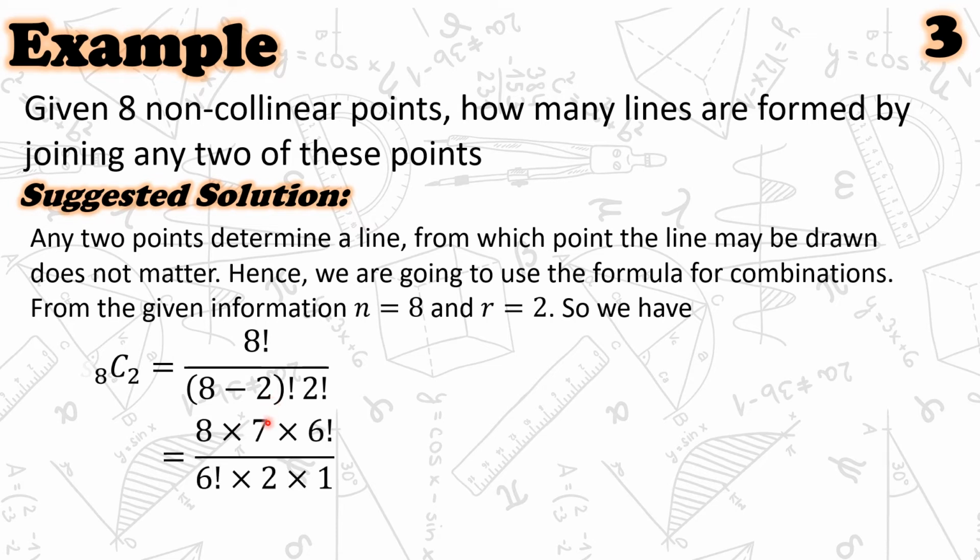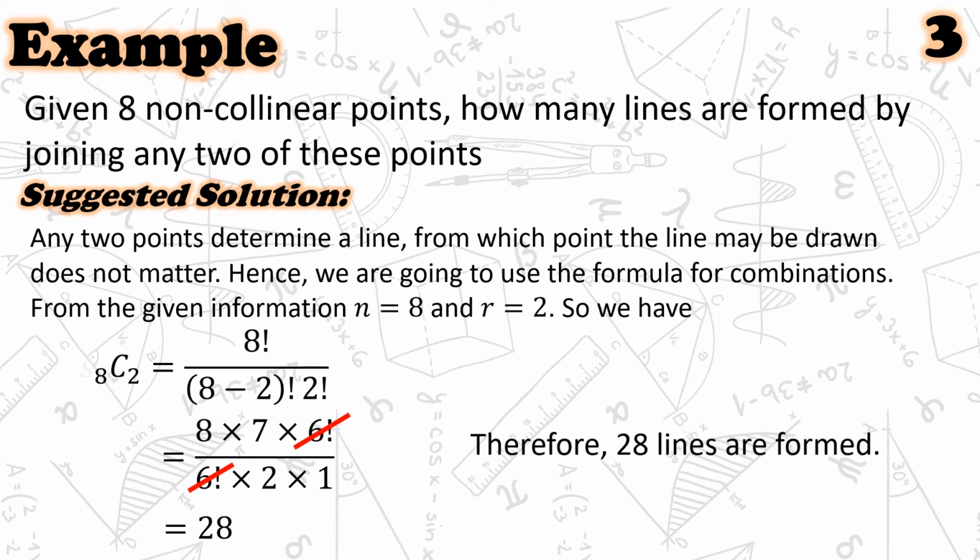So we have 8 factorial is 8 times 7 times 6 factorial. Again, we stop at 6 factorial since 8 minus 2 is 6. So in the denominator, we have 6 factorial times 2 times 1. 2 times 1 is from 2 factorial. 6 factorial over 6 factorial is equal to 1. And 8 times 7 is 56 divided by 2, we have 28. Therefore, 28 lines are formed.